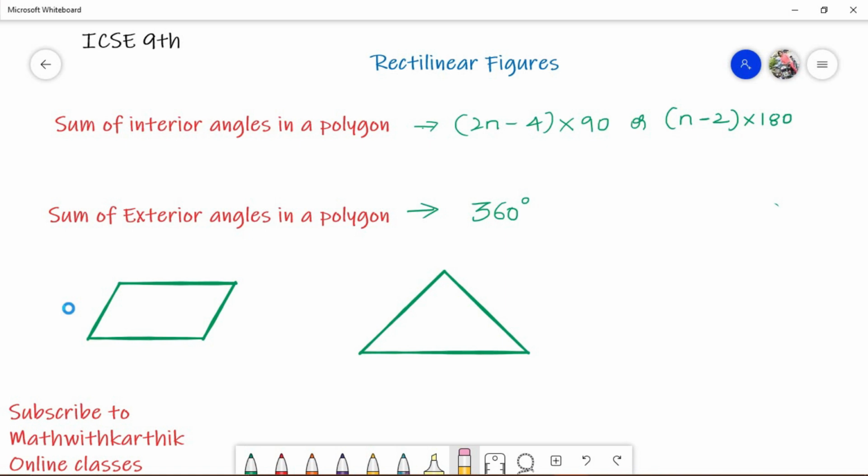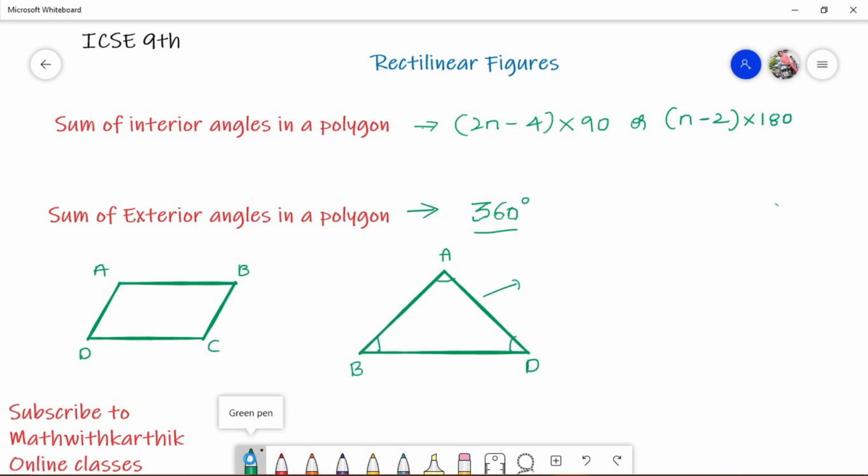What is the sum of exterior angles in a polygon? The sum of exterior angles in a polygon is always 360. Now let me take two examples, a 4-sided figure, a quadrilateral, and a 3-sided figure, a triangle. So we know that in a triangle the sum of all the angles is 180. Let me tell you how it is 180.